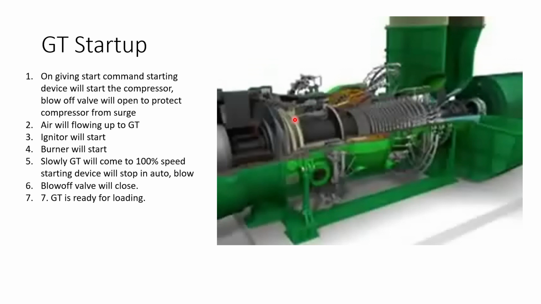Now, the GT startup we have already seen. The sequence is that on giving the start command, the starting device will start and the compressor valve will open to prevent the compressor from surging. Air will flow up to the GT, the igniter will start, the burner will start, and slowly the GT will come to 100% speed. The starting device will stop in auto, the blow valve will close, and now the GT is ready for loading.